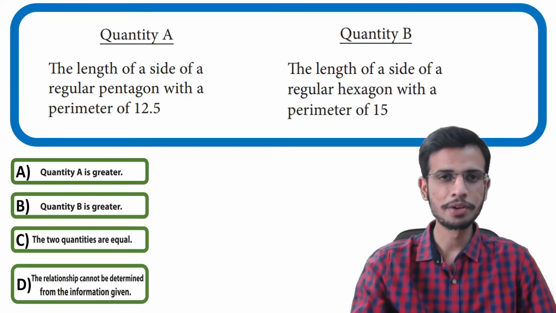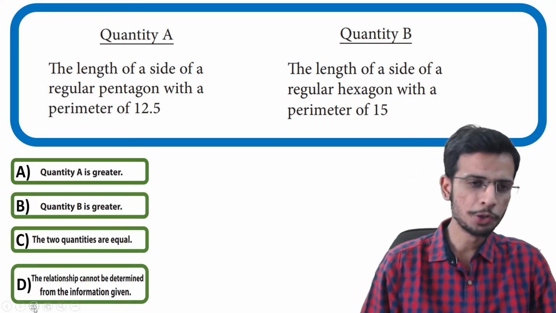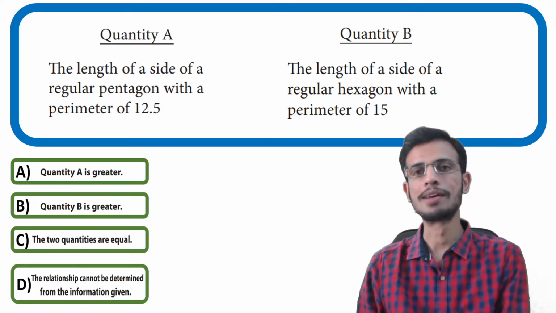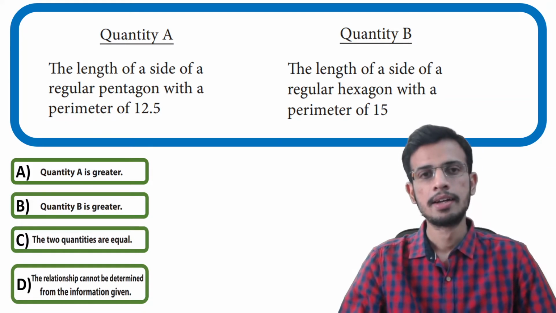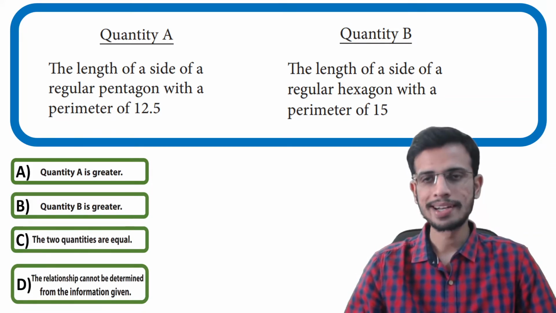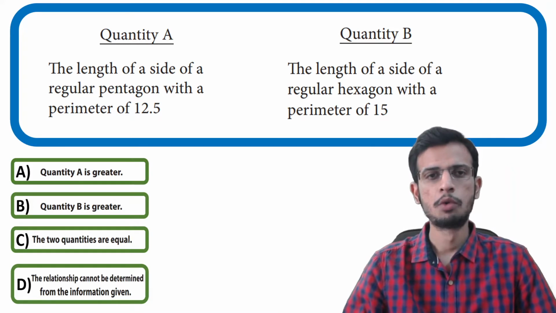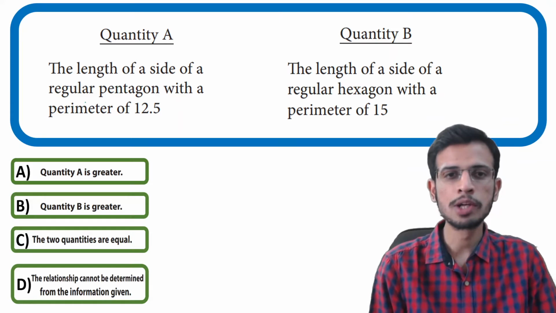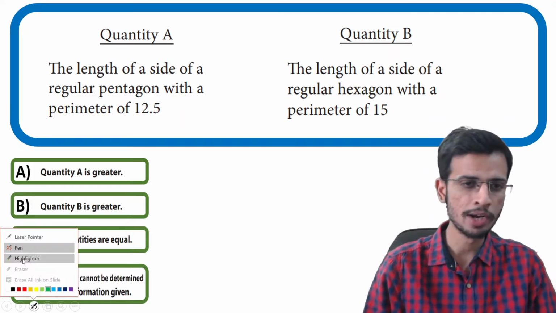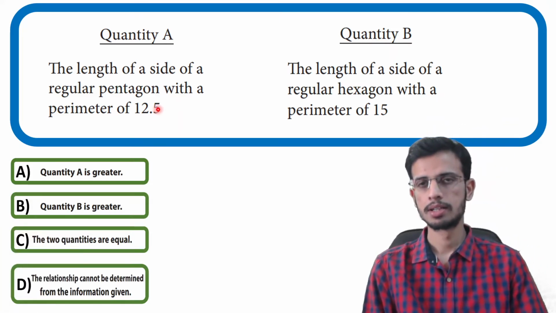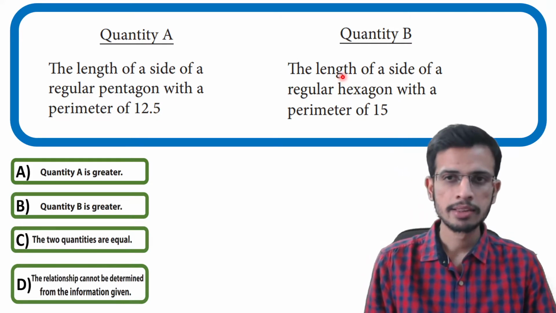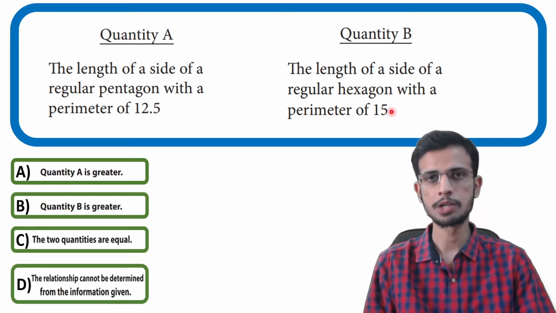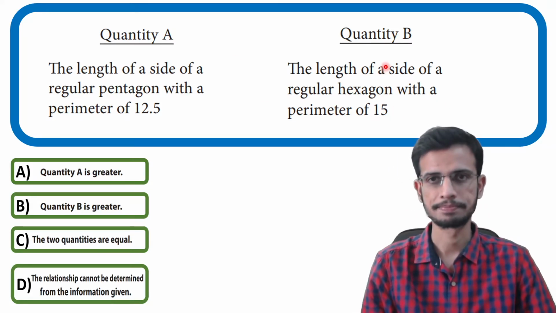As you know, this is the format of quantitative comparison type of questions. Quantity A and quantity B are given to us. Quantity A is the length of a side of a regular pentagon with perimeter 12.5 units. Quantity B is the length of a side of a regular hexagon with perimeter 15.